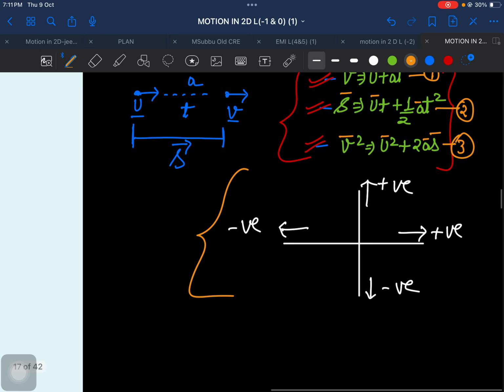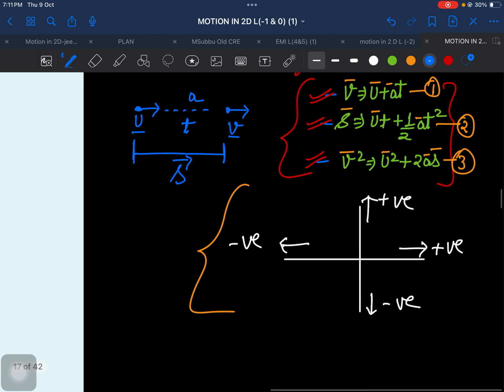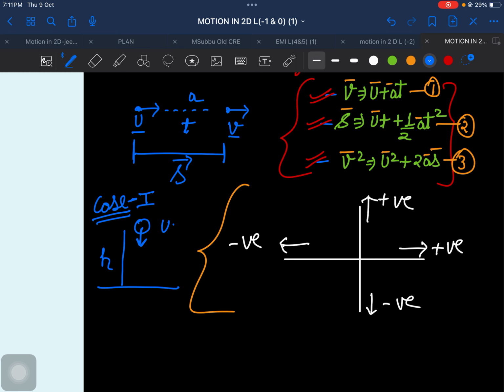So let me write these three equations for a gravity kind of case. We have dropped a ball from a height h, and we are writing these three equations for this kind of case. This is an example. When we are dropping anything, then u is equal to 0, right? So let us write these three equations for this.